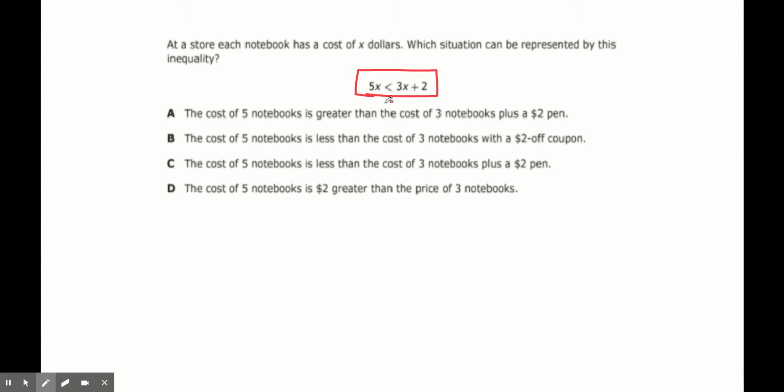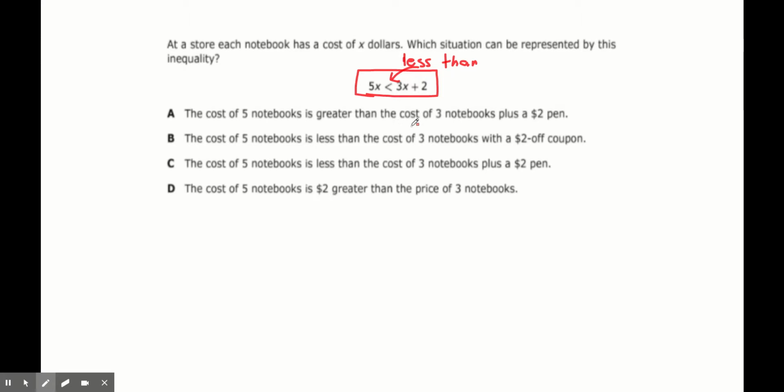So let's see what this inequality says. This says 5 times X, that is the inequality for less than. So let's go ahead and write less than. I think that's going to be important. All right, so 5 times X is less than 3 times X plus 2. And then if I look down here, I see a bunch of words. And so we need to choose one of these situations that matches this inequality right here. 5 times X is less than 3 times X plus 2.